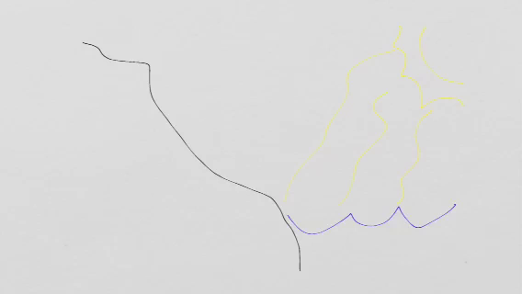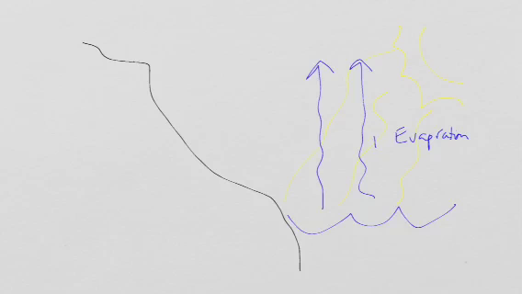So surface water is water that is on land or in lakes or rivers or oceans or whatever. Pure water, H2O only, will basically evaporate and go up into the atmosphere. Okay, so this one is evaporation. And that is where we go from liquid to gaseous.